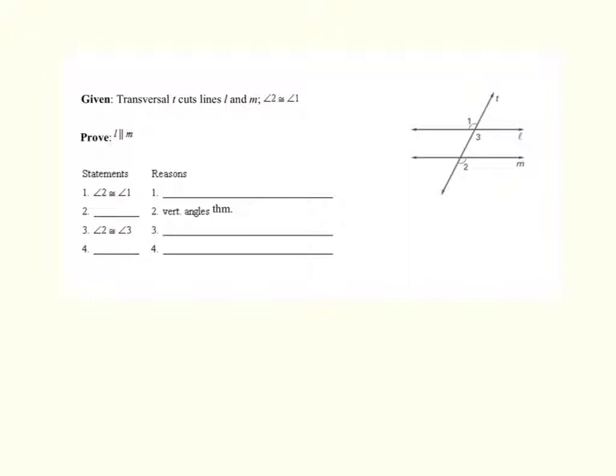So our first statement is angle 2 is congruent to angle 1. Our number one reason is always going to be given. Next, it tells me the reason is the vertical angles theorem. So if I look in my picture, I can see that 1 and 3 are vertical angles, and the vertical angles theorem tells me all vertical angles are congruent. So I can say angle 1 is congruent to angle 3.